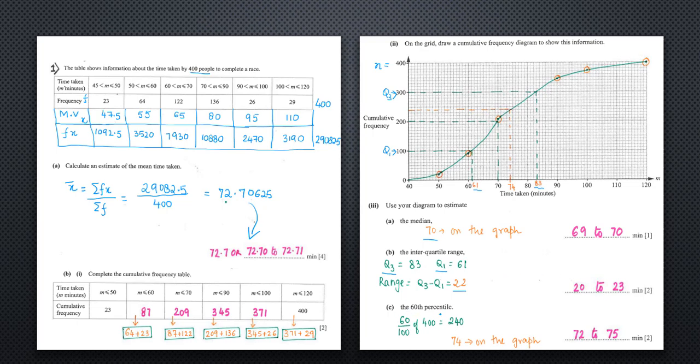For the last part, the 60th percentile is nothing but 60% of the complete frequency. Since the total frequency over here is 400, 60% of 400 is 240. So we do something similar. Again on the y-axis, we locate the point where 240 is, and from that point we draw a line to meet the curve, and here again we draw a perpendicular to get the corresponding value on the x-axis, which is 74. So the 60th percentile for this distribution is 74.